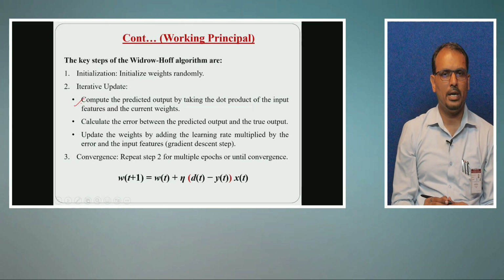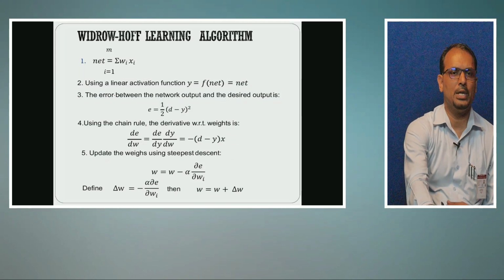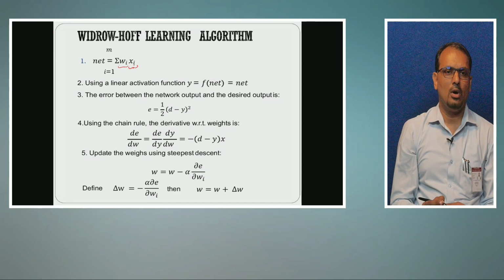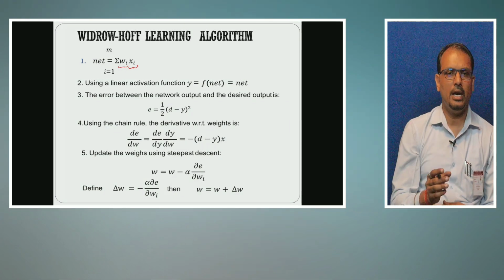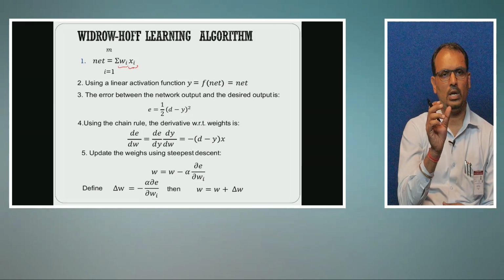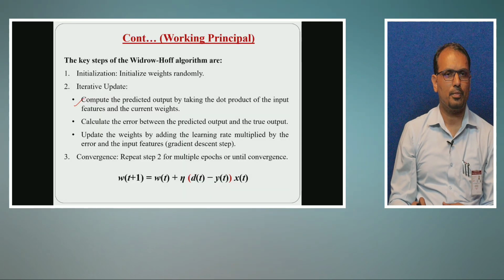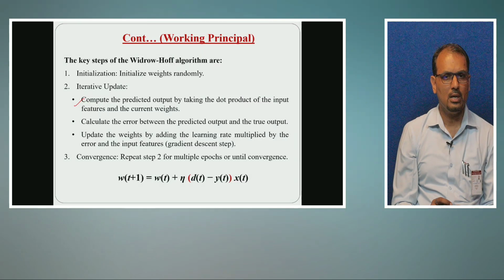compute the predicted output by taking the dot product of the input features and the current weights. Now I can correlate this. According to the first rule, we multiply the weight values with the inputs. Whatever the number of inputs, with respect to that we multiply the weight values, and the net outcome we get, we collect from here. That is the first rule of this algorithm, taking the dot product of the input features and the current weights.